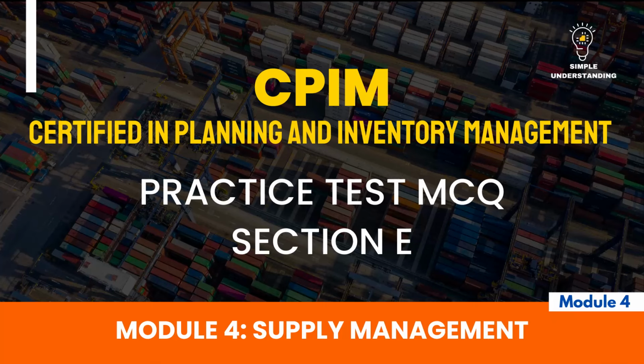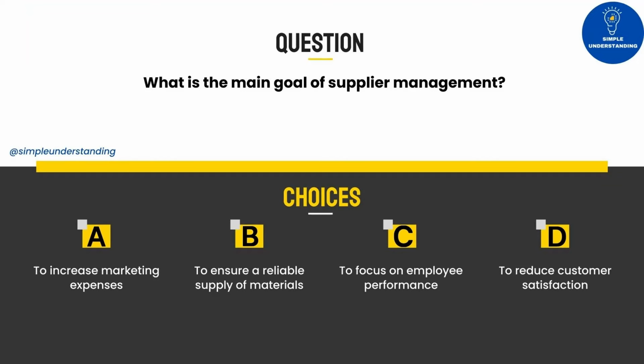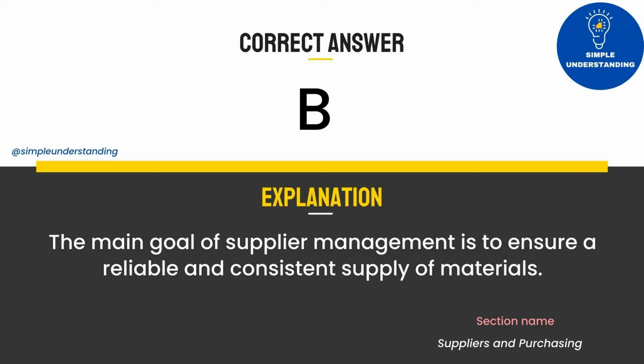Section E Practice Test. 1. What is the main goal of supplier management? A. To increase marketing expenses. B. To ensure a reliable supply of materials. C. To focus on employee performance. D. To reduce customer satisfaction. Correct answer: B. Overall explanation. The main goal of supplier management is to ensure a reliable and consistent supply of materials.